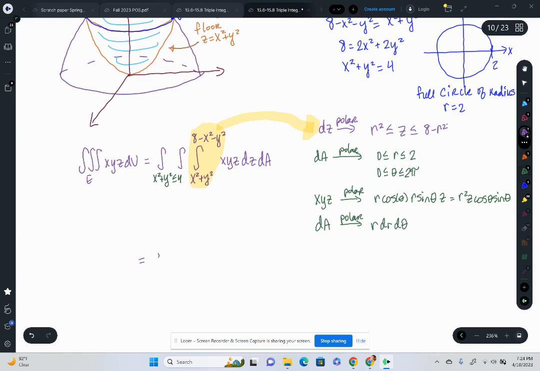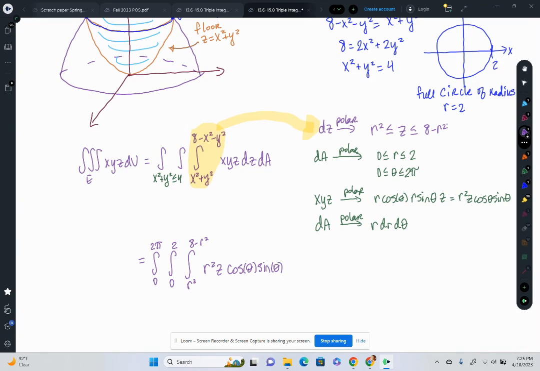All right, this is equal to the outer integral. If we do dz dr d theta, then I'm going to have 0 to 2 pi on the outermost integral. That's for theta. My middle integral will be for r. R goes from 0 to 2. My inner integral will be for z. Z goes from r squared to 8 minus r squared. And then xyz we found to be r squared z cosine of theta sine of theta. And then my dz, I have that. And then dA gives me an r. And now I have dz, dr, d theta.